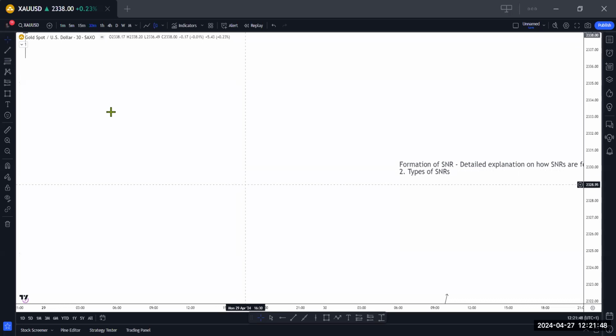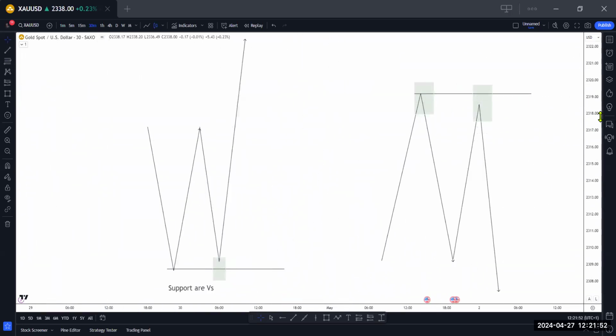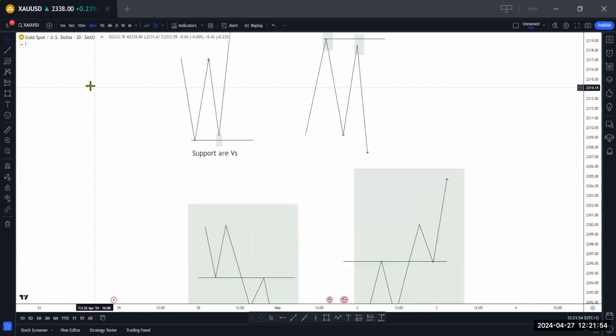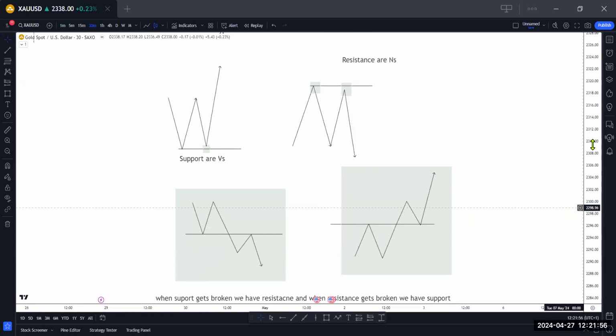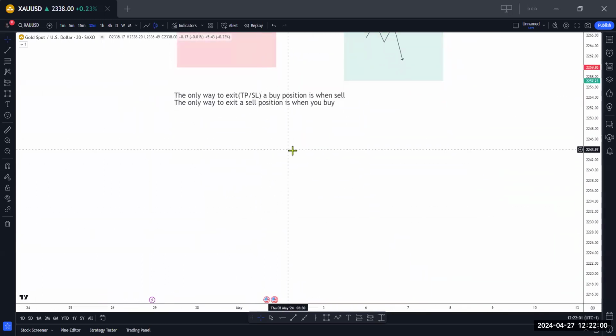So now, when we understand how SNRs are formed, or when we understand support and resistance with these basics, we can now go into the anatomy of a candlestick. How is a candle formed? What are the details in a candle? Okay, so let's see anatomy of a candlestick.